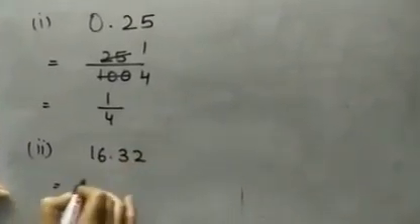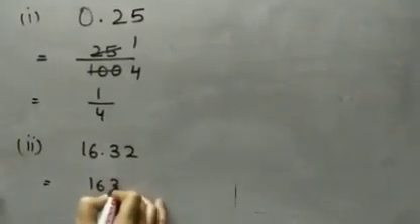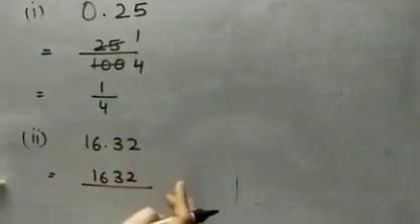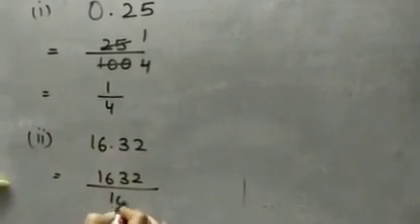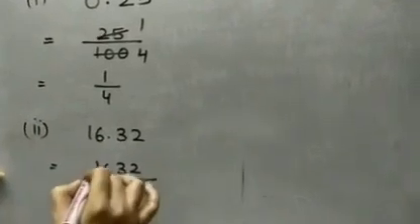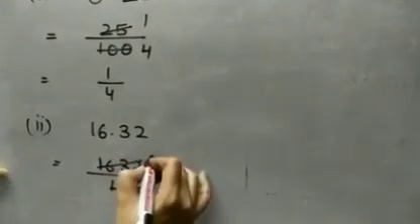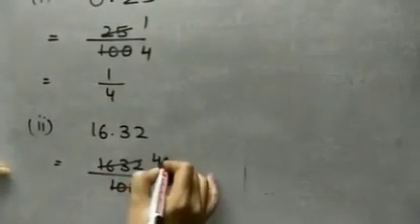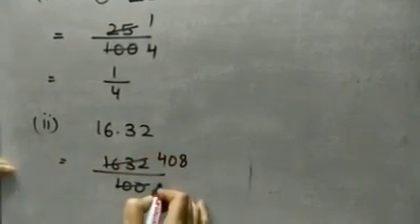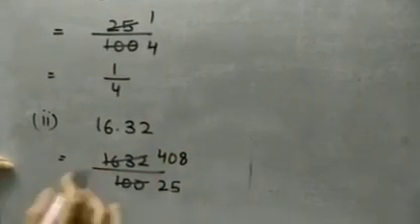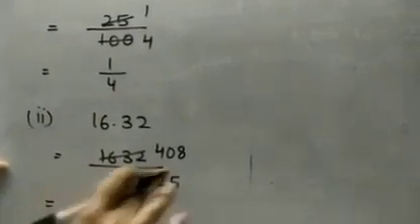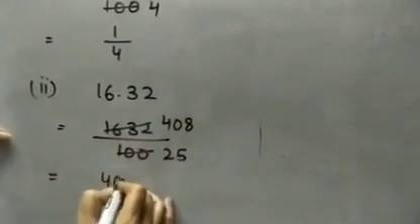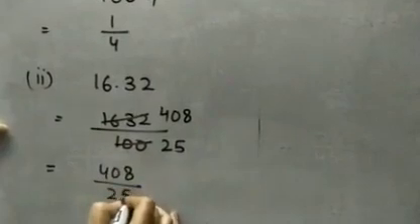16.32. First of all, change the decimal number into a rational number. Again, there are 2 digits after the decimal, so 100 will be the denominator. Now both are divisible by, I'll start with 4. 4 4s are 16, 4 8s are 32, so 408 by 25. Now 408 and 25 are not divisible by any other number except 1. So 408 by 25 is in standard form.